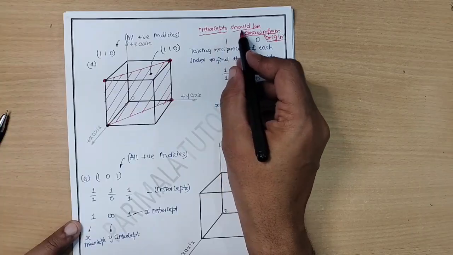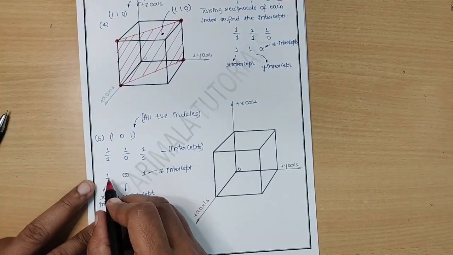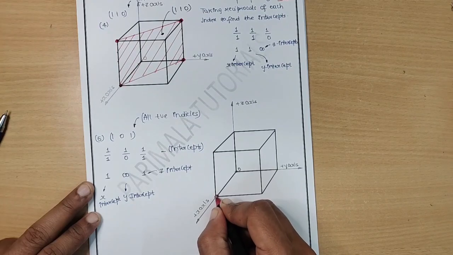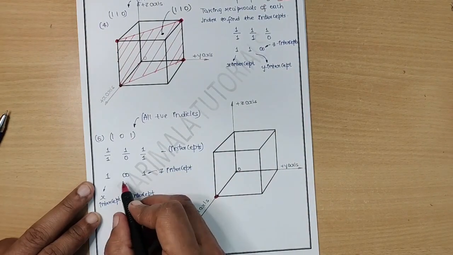As we have mentioned here, intercepts should be drawn from the origin only. What is the first intercept we are having? This is 1. So along the x-axis, draw 1 unit cell. Move to the other corner. Infinity, keep it at the last.